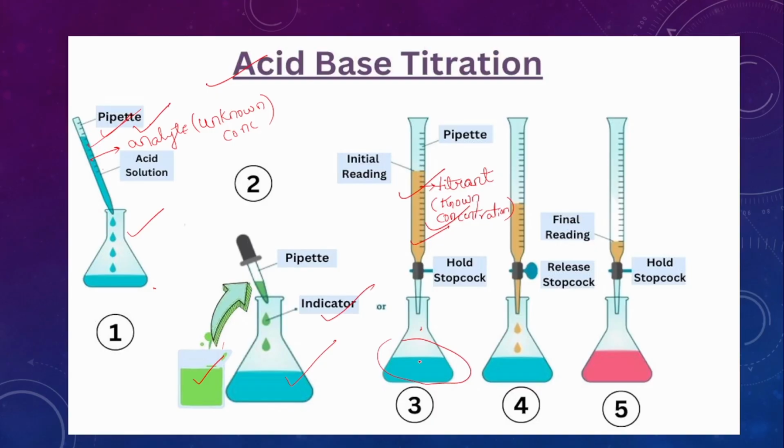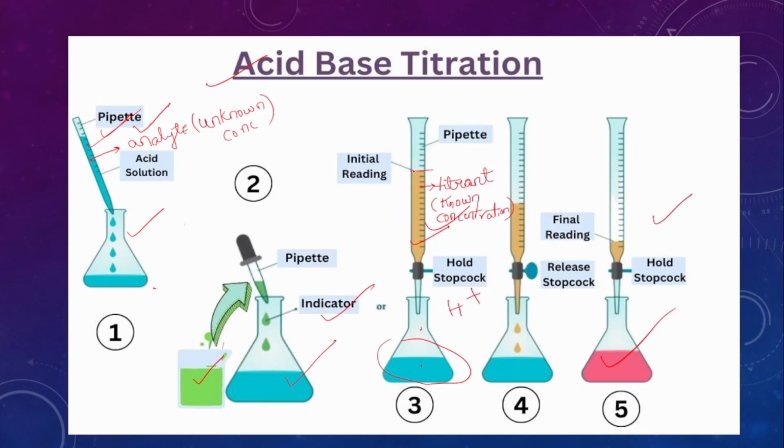Then the solution reaches the equivalence point, where the number of moles of hydrogen ions, H+, is equal to the number of moles of OH- ions from the base. At this point, the indicator will show the color change. The end point is where the indicator changes color. This color change signals that the titration is complete.